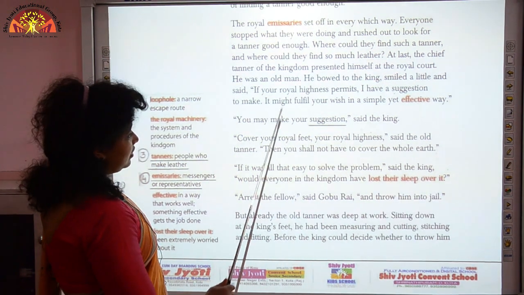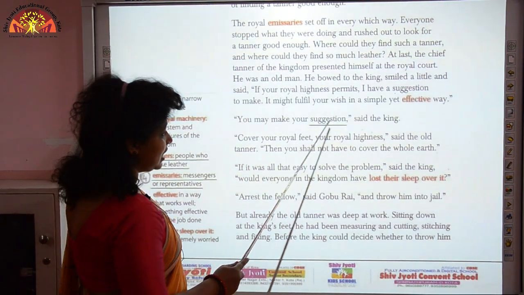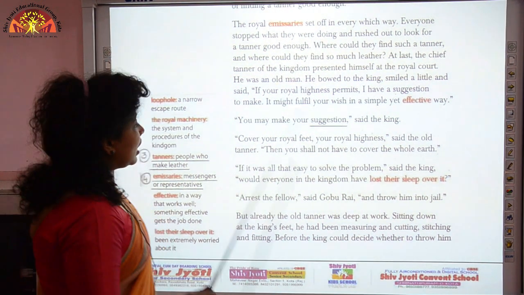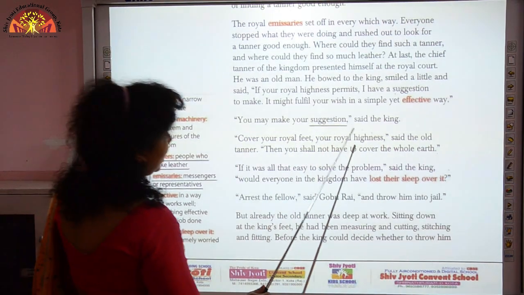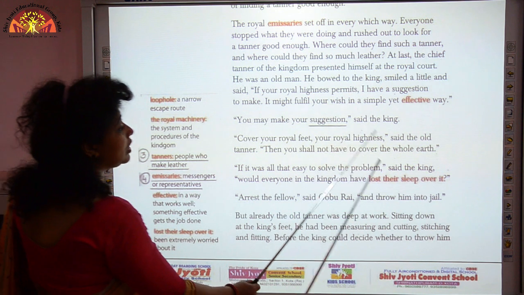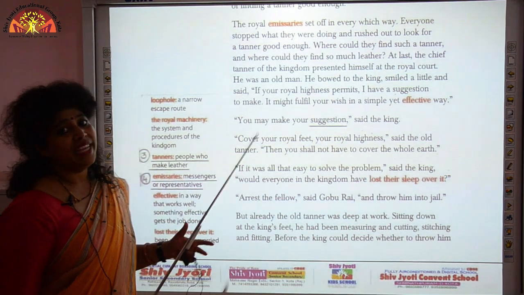"You may make your suggestions," said the king. Please underline your new word suggestion. Suggestion means an idea or a plan. "Cover your royal feet, your royal highness," said the old tanner. "Then you shall not have to cover the whole earth." See what a brilliant idea the wise tanner gave.